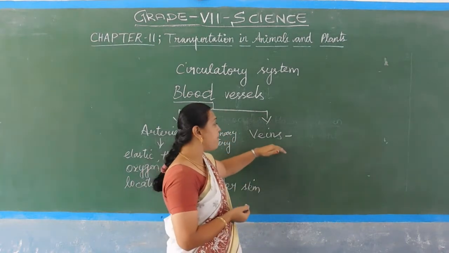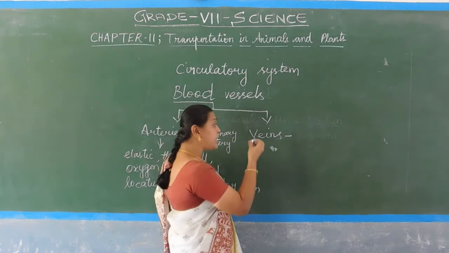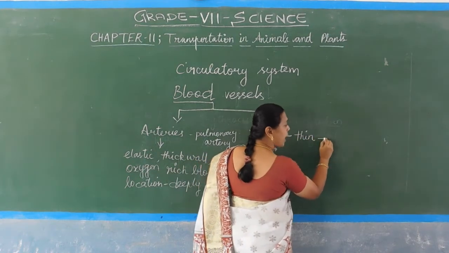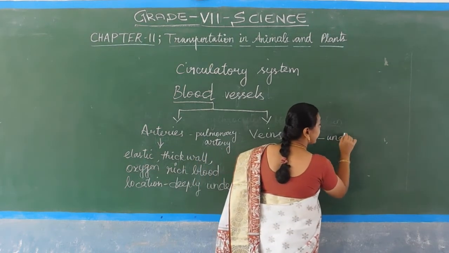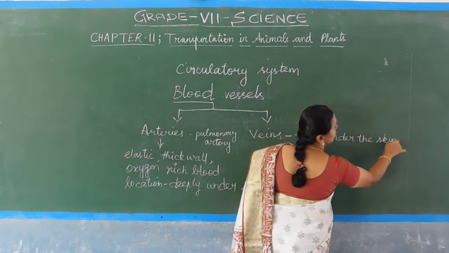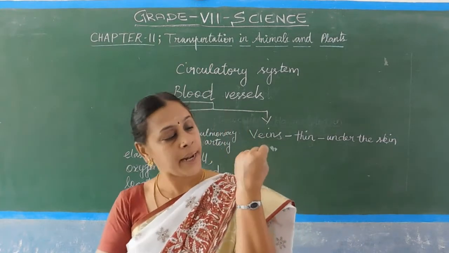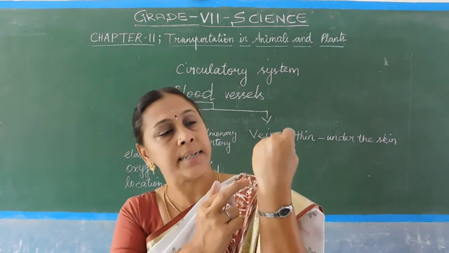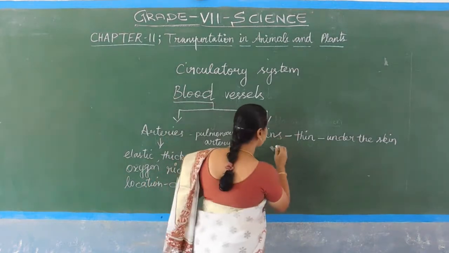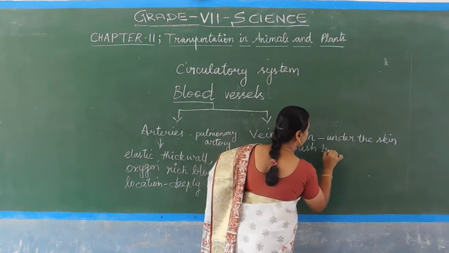Next one is the veins. And veins are thin tubes. And they are located under the skin, near the surface, so under the surface of the skin itself you can view them. See, for example, in my hand itself you can see some of the blood vessels which will be in greenish blue color. The color will be greenish blue.